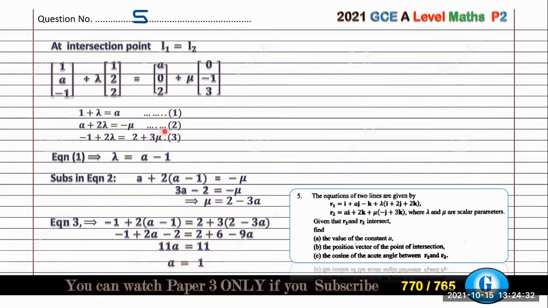From here, the values of these other parameters: we know that lambda should be equal to a minus 1, so 1 minus 1, which is 0. And mu, what is mu? Mu is equal to 2 minus 3a, so it's just 2 minus 3, which is minus 1.